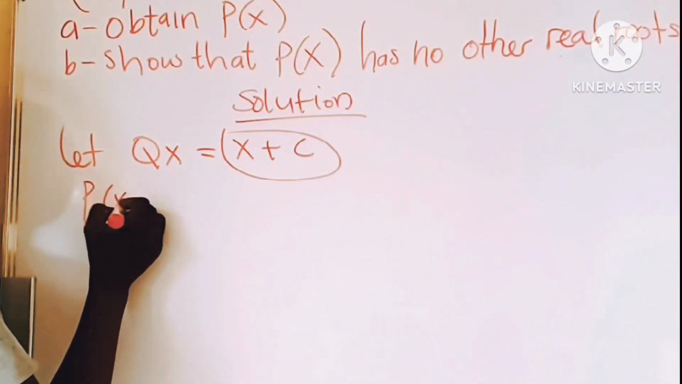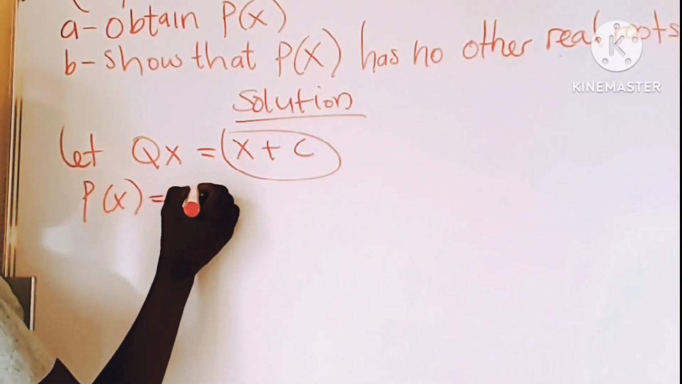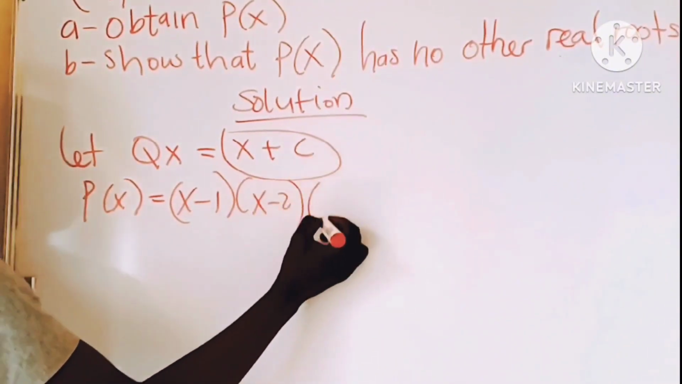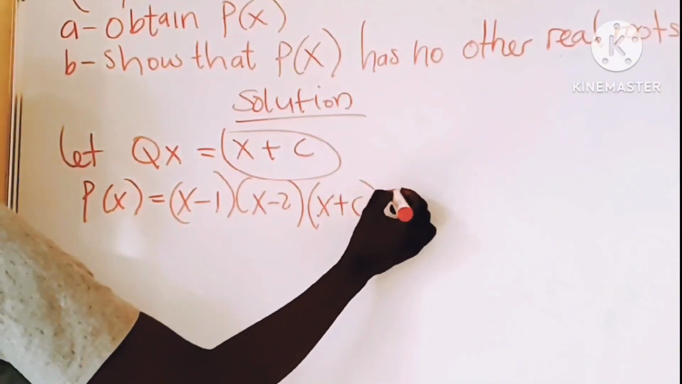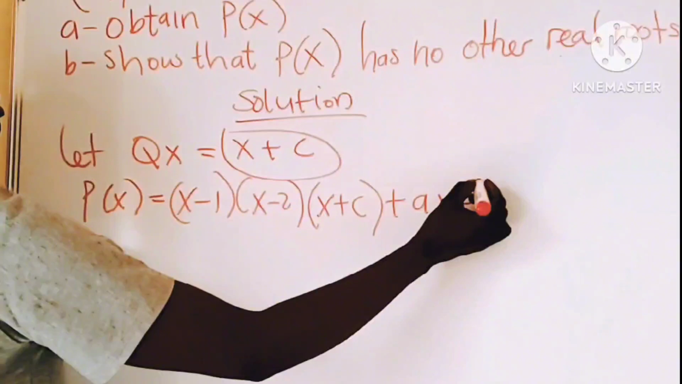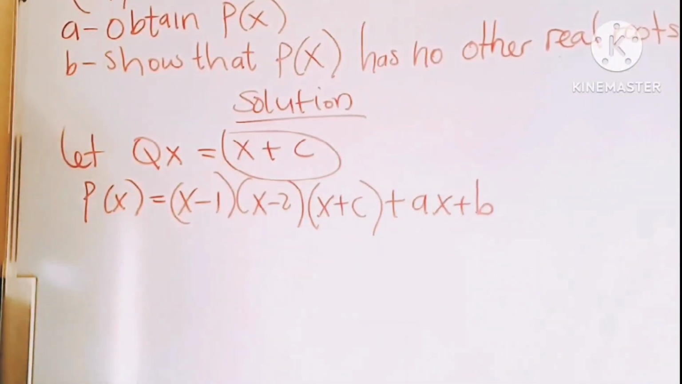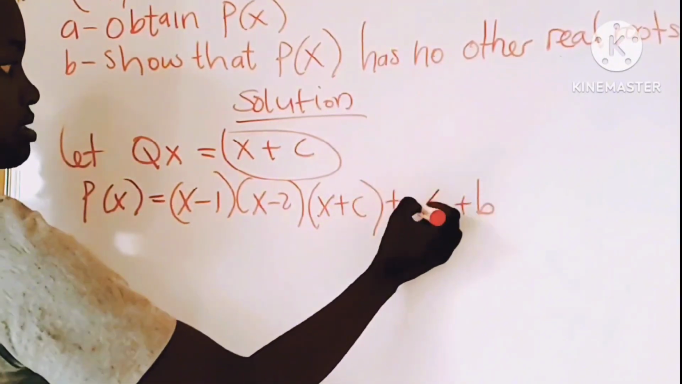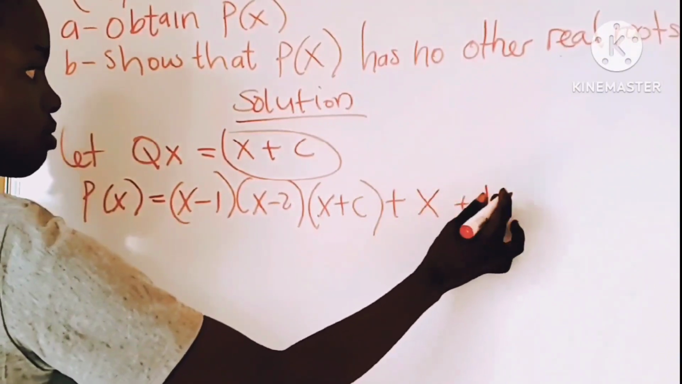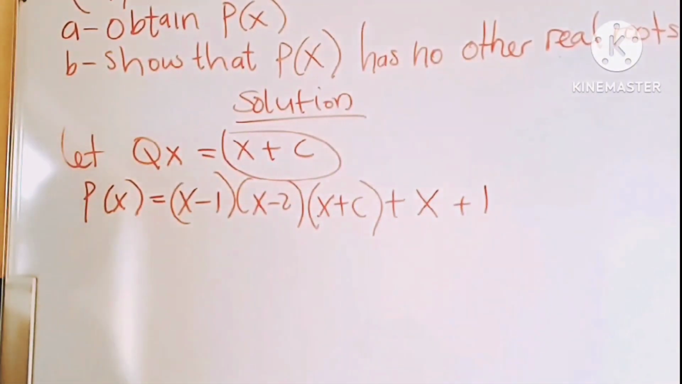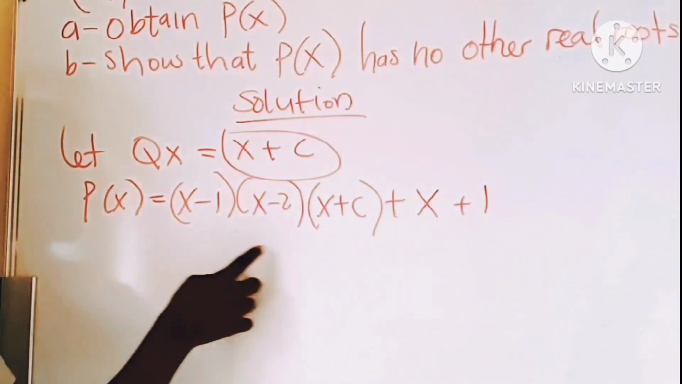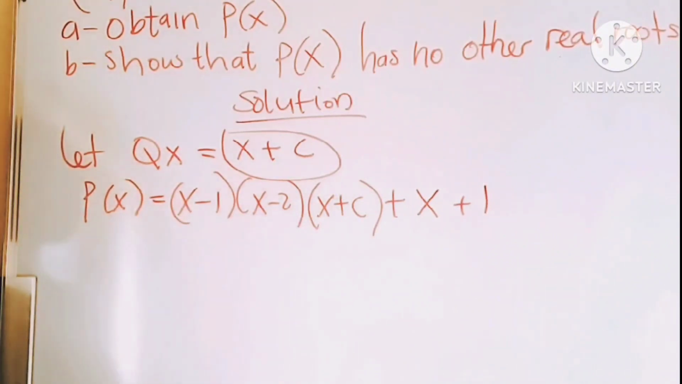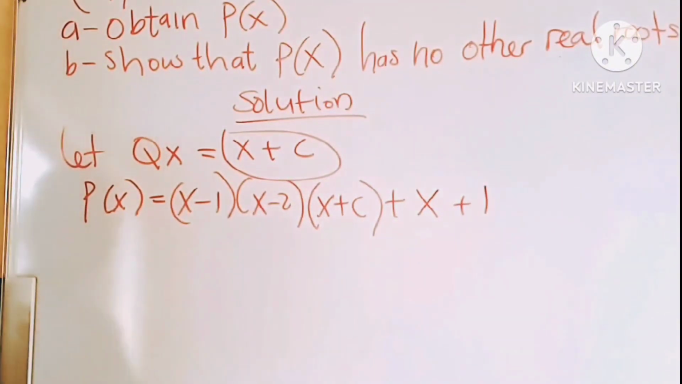So we have that P of x is equal to x minus 1 into x minus 2 into x plus C plus ax plus b. Remember, we already found the values for A and B, so we can substitute right away. A was 1 and B was 1, so we have plus x plus 1. That's where we are. So the only unknown we have here is C. Once we find C, we'll be able to obtain P of x. That's the first question that we're being asked.